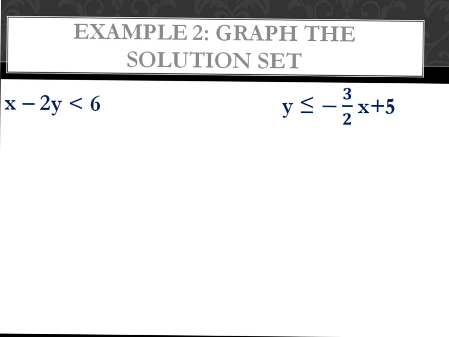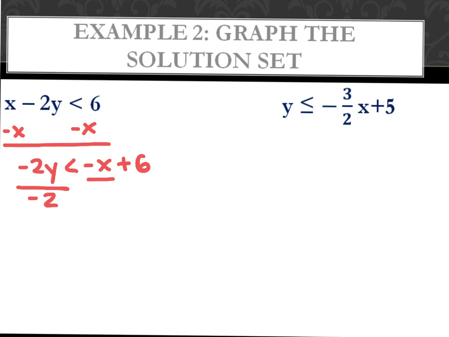Now in our next example, we have to solve the system of linear inequalities. However, if we look at our first equation, y is not by itself. So if I wanted to solve the linear system of inequalities by graphing, I have to solve to get y by itself. So first I could subtract x from both sides. So you get negative 2y is less than negative x plus 6. And then I would divide both sides by negative 2.